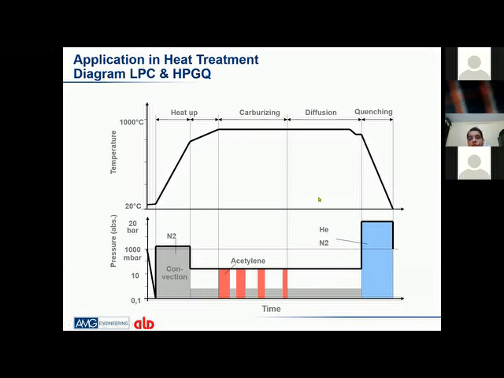In the diffusion also, with the help of nitrogen, the carbon atoms get diffused inside the gears or the part. Then we have the quenching cycle, which in our case is done with helium running at 20 bar. So this is the application of the LPC in a vacuum furnace.